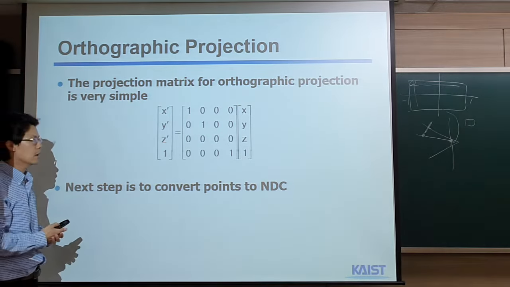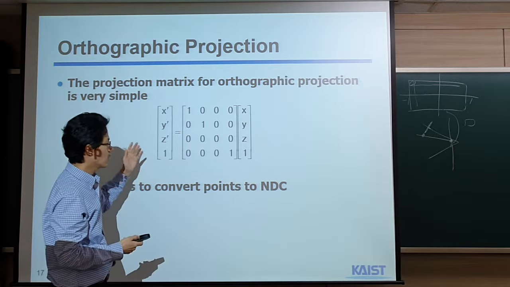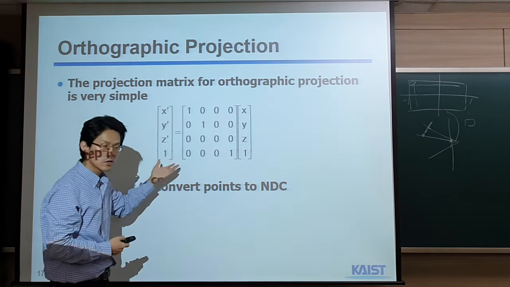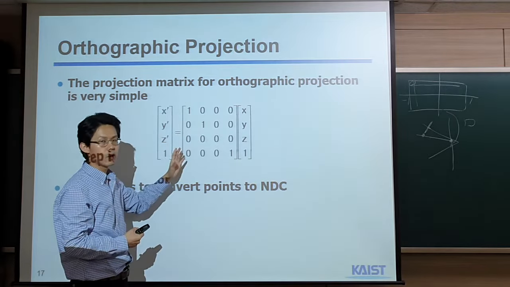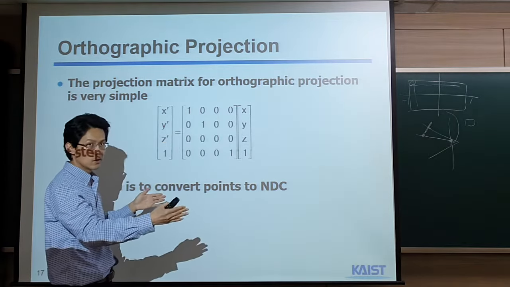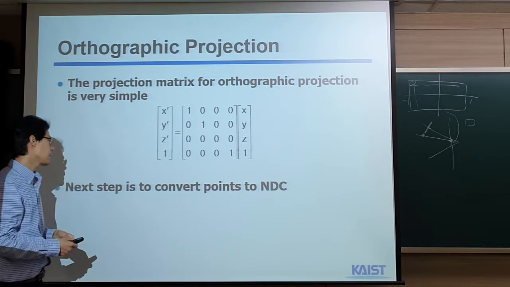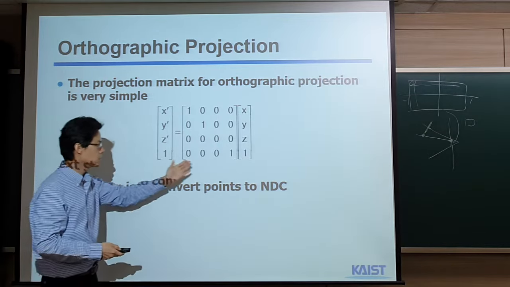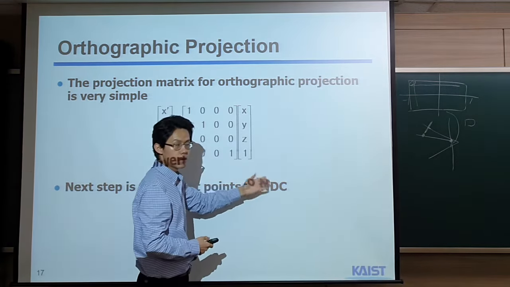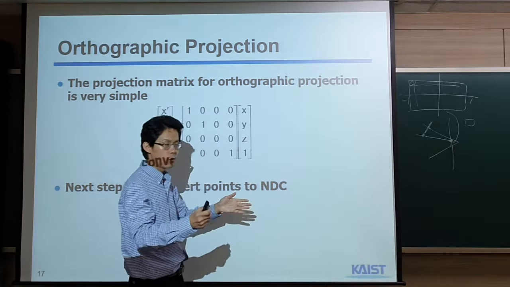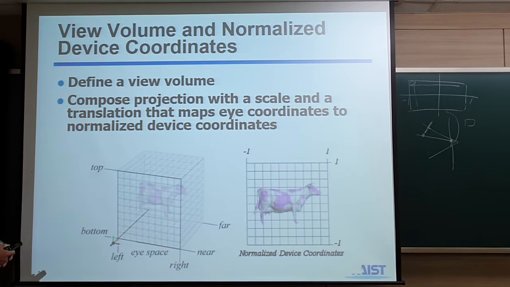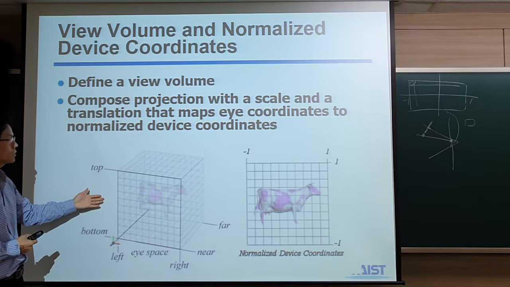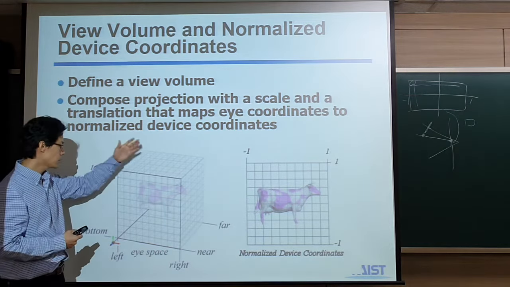Our next step is that when you do this kind of viewing projection, also the orthographic projection, it still does not fit into the range -1 to 1. So the next step is that we convert the point into the normalized device coordinate, so everything should be between -1 and 1. For that, we need to talk about the view volume. In the case of the orthographic projection, we define the view volume something like this.